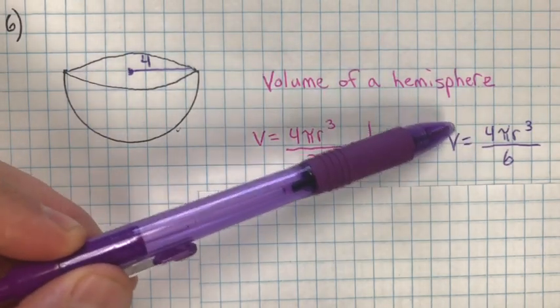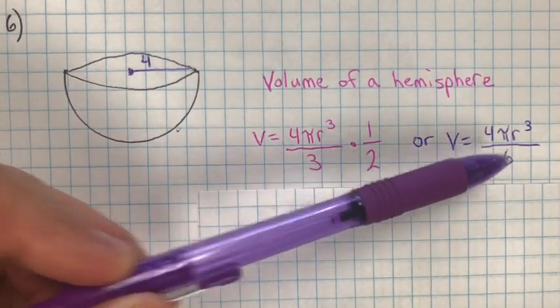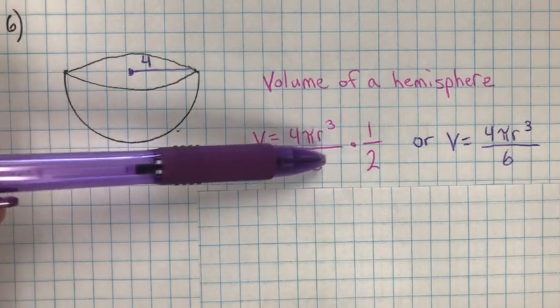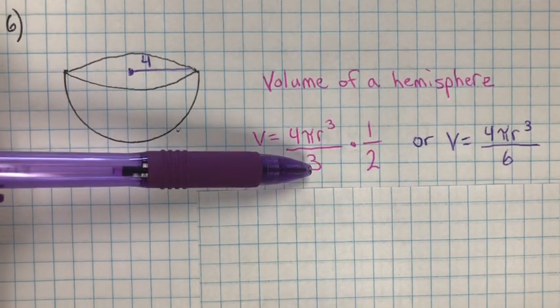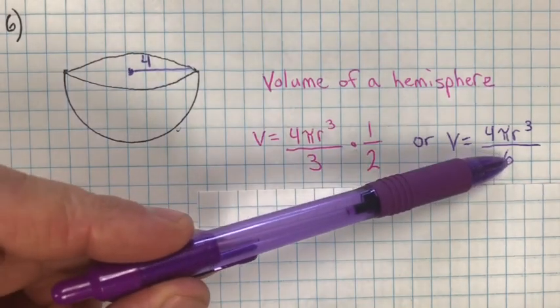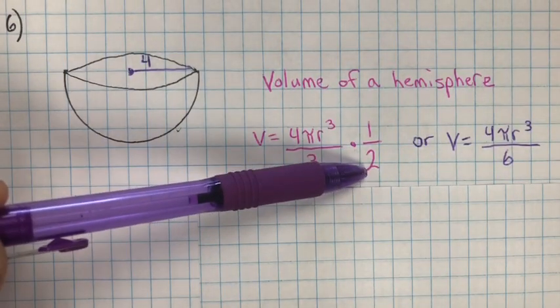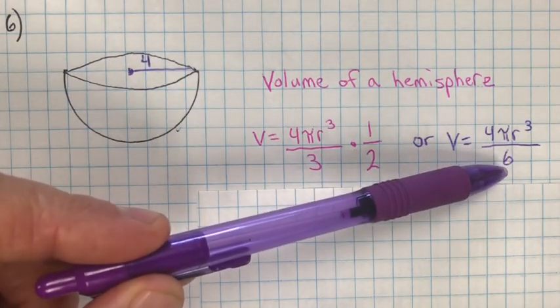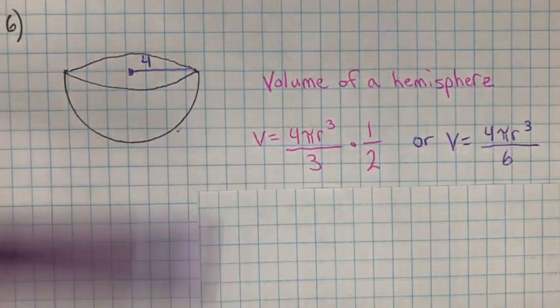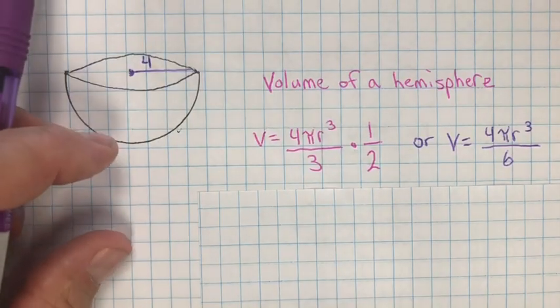The other way is I could just divide it by 6, because if I were to simplify this, the denominator, 3 multiplied by 2, equals 6. So at the end, instead of dividing it by 3 and then dividing it by 2 again, you can just at the end divide it by 6. So I'm going to show you both ways.